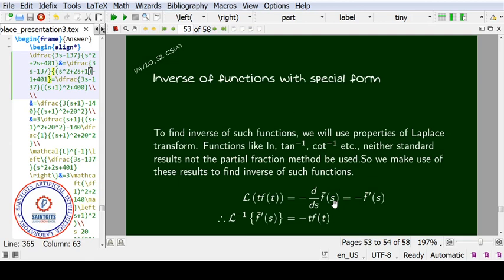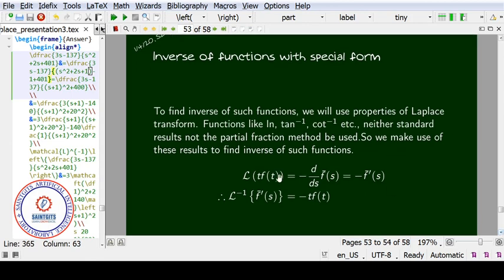Then inverse functions with special form. Suppose we want to find the inverse Laplace transform of some special form functions like logarithm, tan inverse, or cot inverse, etc. In the previous slides we have seen that we apply Laplace transform on algebraic functions, more clearly rational functions. In some cases there are no rational functions; it will come in the form logarithm of s function, tan inverse of s function, cot inverse of function, etc. In that case we will use this result.